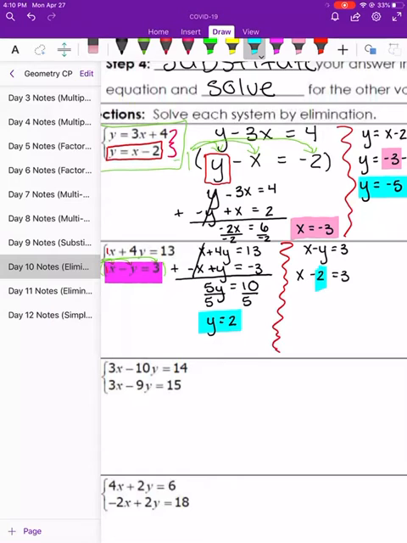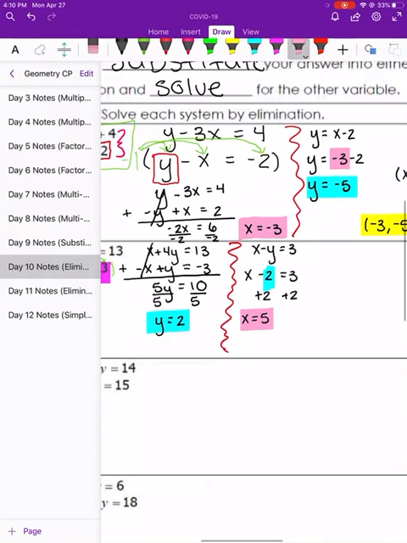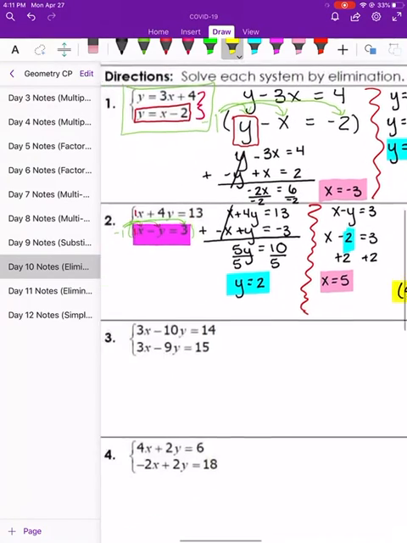This 2 is from that y. Add 2 over, x equals 5. So my final answer, x comma y, so 5 comma 2.